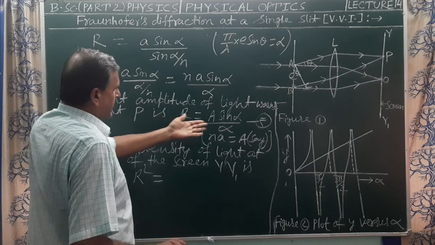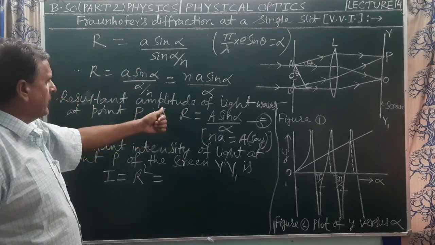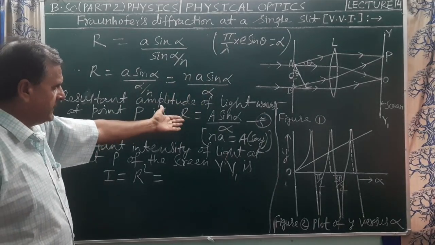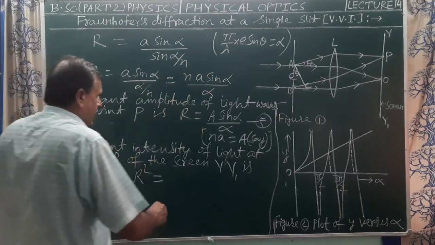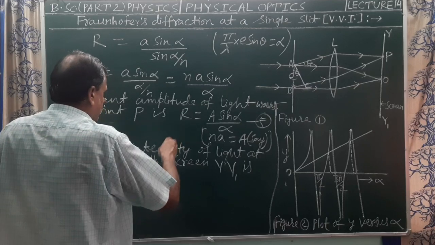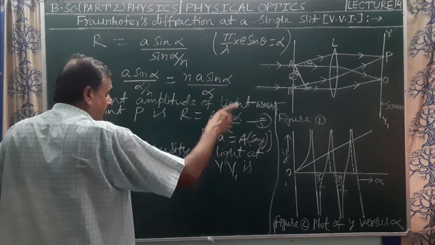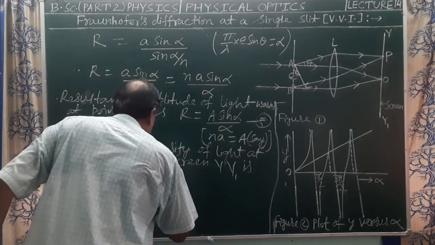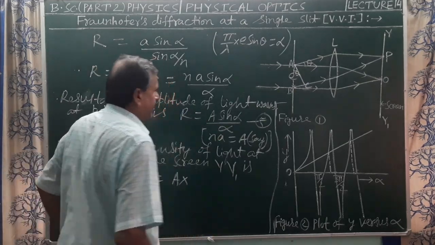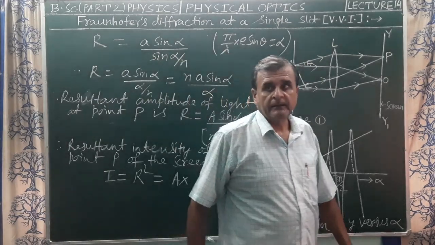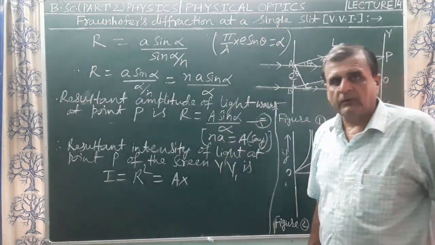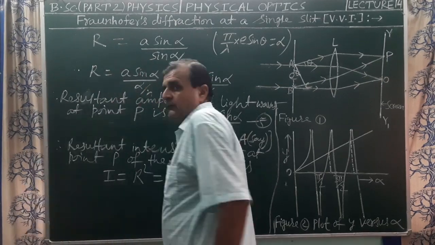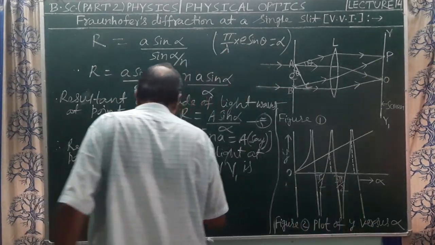The final expression of the resultant amplitude of light at point P is given by equation 5, which is R equals A sin alpha upon alpha. So I is equal to R square, and R is A sin alpha by alpha. So it is A into sin alpha upon alpha का whole square, और A square sin square alpha upon alpha square.